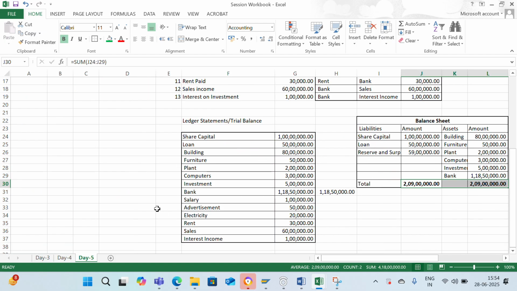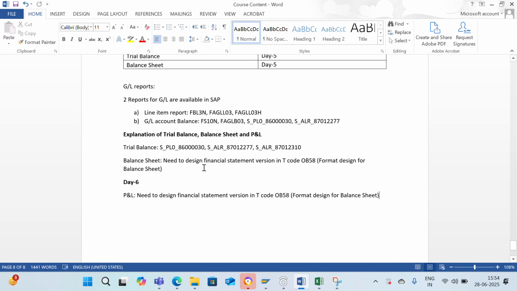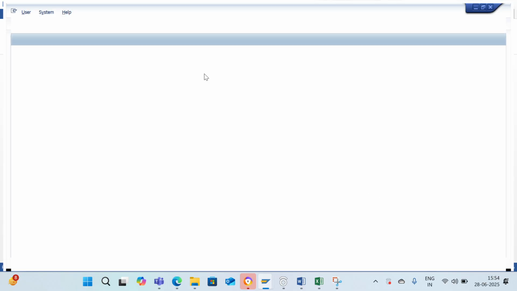Now let us look at some of the points from the SAP perspective. If I go into SAP to see the GL reports, we have these three transactions. Let me show you practically. I'm logging into SAP.